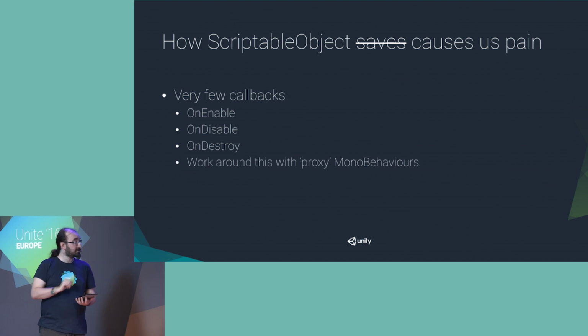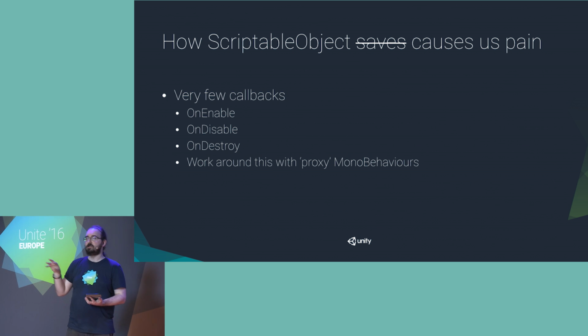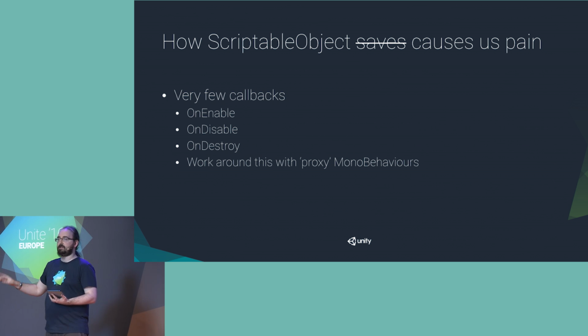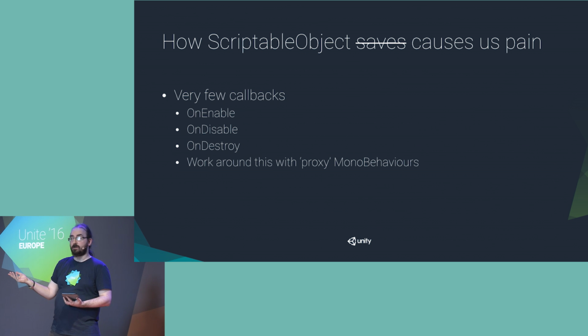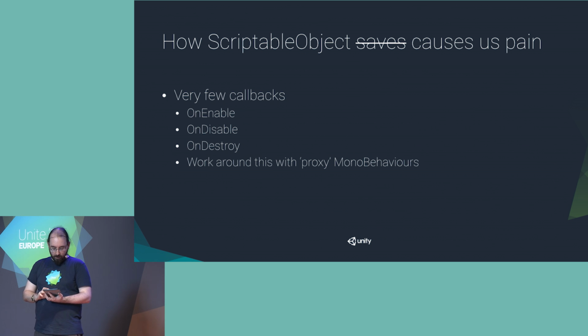You can work around this with a proxy MonoBehaviour. So you put a MonoBehaviour into the scene that doesn't do very much except call the things it needs to call on the Scriptable Object. And we'll look at some examples of how you might use that.